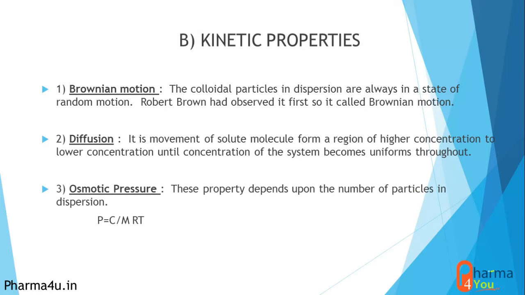Now osmotic pressure. This property depends on the number of particles in the dispersion. The number of particles determines the osmotic pressure of any liquid. It is denoted as P = C/M RT. Fourth is viscosity. It depends on the shape of the colloidal particle. If the particles are spheres, then the viscosity is low, and if they are elongated in length or height, then the viscosity may be higher.